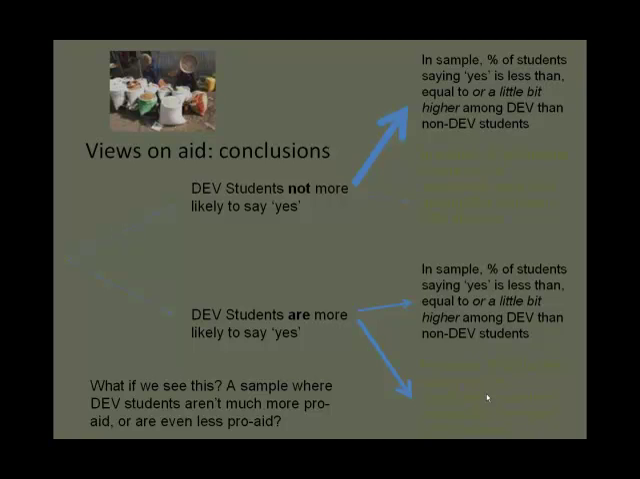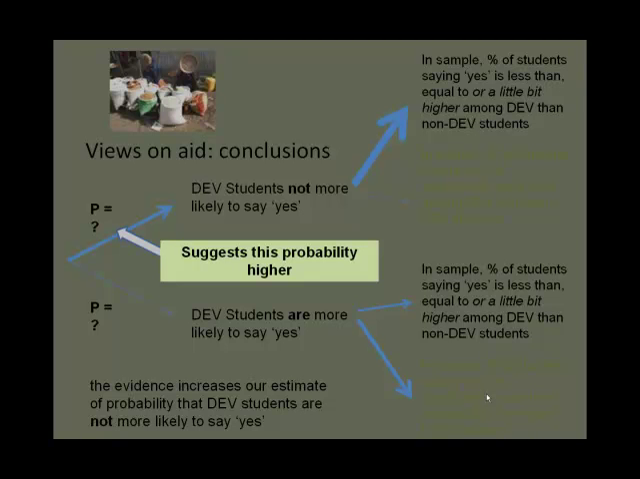Conversely, if we observe the opposite, that there's not a lot of difference, or dev students are a little less or a little bit more likely to be in favour of aid in our sample, again, we can't be sure whether we're in the top of these two situations here or in the bottom one, because they look the same. We're seeing students saying around the same, slightly more among dev, perhaps slightly less, saying yes. We can't be sure which of these two hypotheses to accept, but because it's more likely to be going up this thick blue arrow here, it does seem to suggest that it's more likely that the dev students are not more likely to say yes. But we can't be sure about that, but it suggests that the probability is higher.